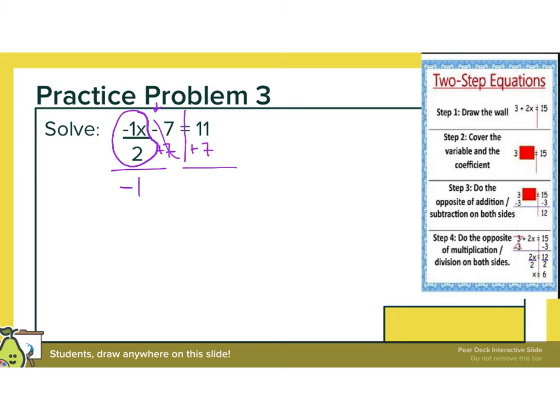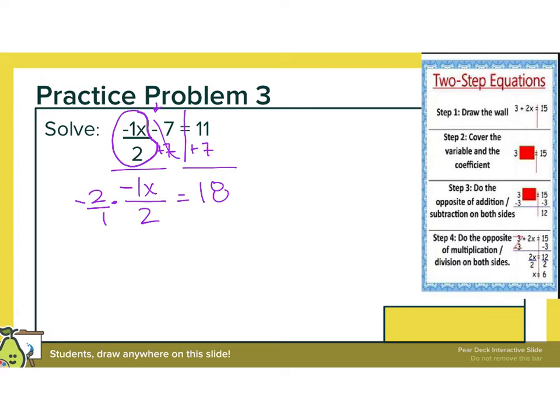I'm left with a negative 1x over 2 equals 18. My fraction is -1/2, okay? Since it's a fraction, I'm going to multiply by the reciprocal. So I'm going to flip it, 2 over 1, it's negative.